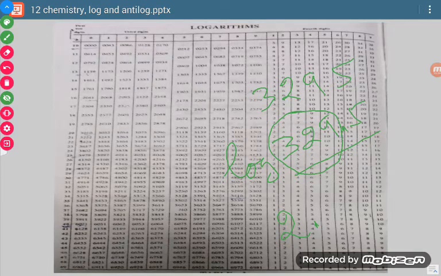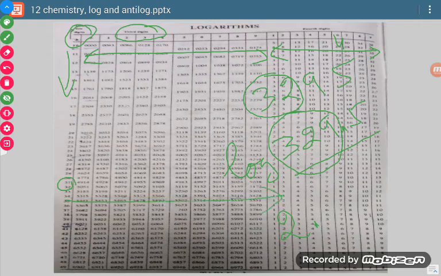Now I will see in the log table, in front of 32, these first two numbers will be here, and this place is for the third digit, and this place is for the fourth digit. Okay, now I will see 32. Here it is 32. In the same row, I have to move this way, under 9. Under 9, I will find the value for 32.